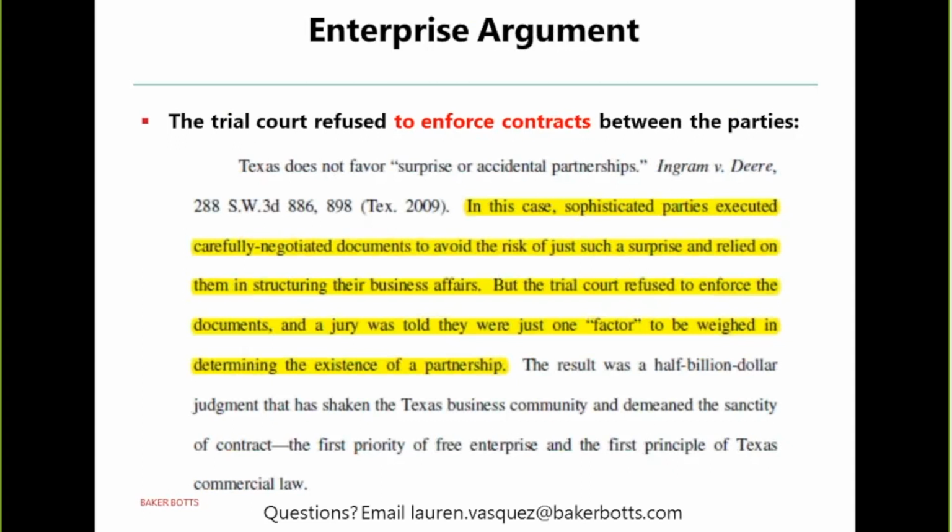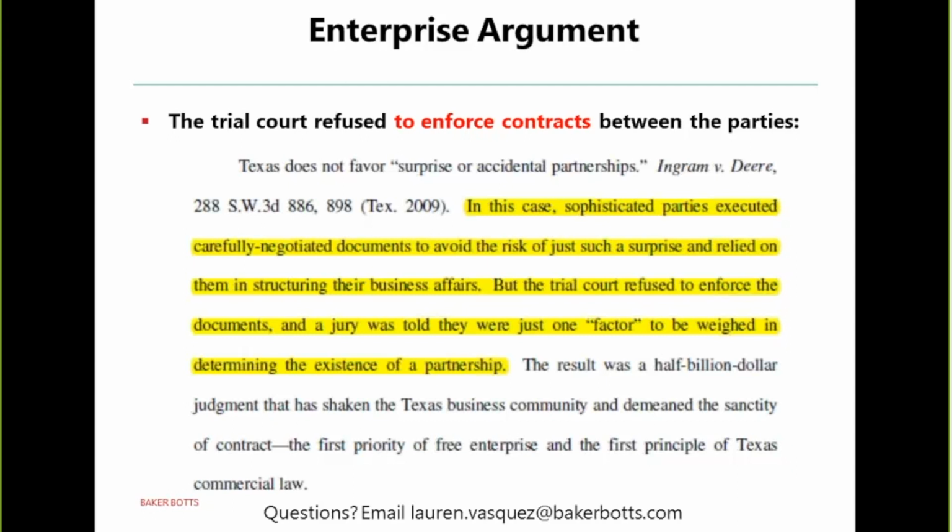Enterprise also makes the case that this decision, if upheld, is bad for public policy and it's bad for business in Texas, because you should not have to wait for a jury to tell you whether or not you're in a partnership on a case-by-case basis. And I'm sure there are some transactional lawyers on our call that would probably agree with that critique.